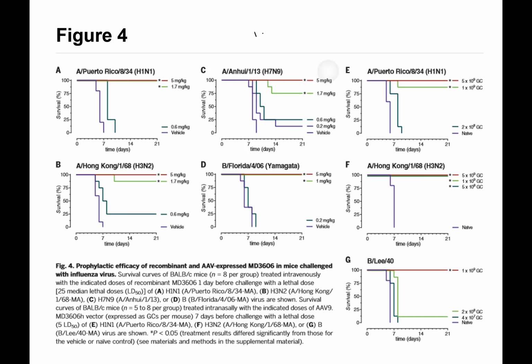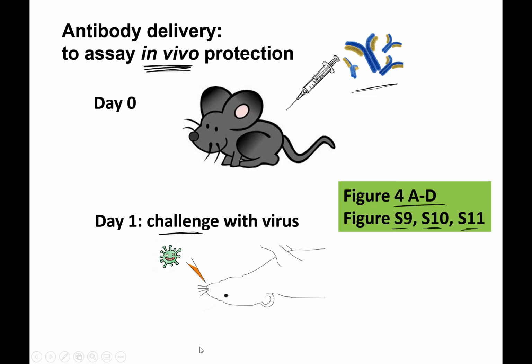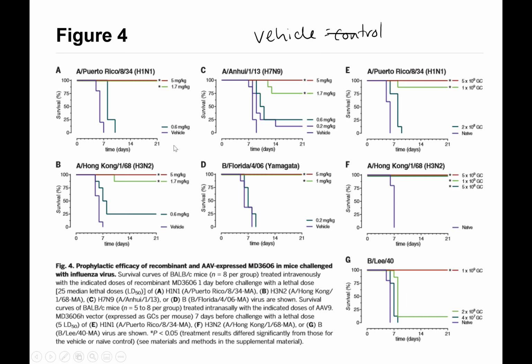Vehicle is another control. So if you do something to your sample animals, you have to do the same thing to your control. So instead of injecting intranasally, giving them a squirt of virus, they're just going to give them a squirt of saline solution. So that's the vehicle. Whatever they've resuspended the virus in, they're going to give that same liquid without the virus to their controls.